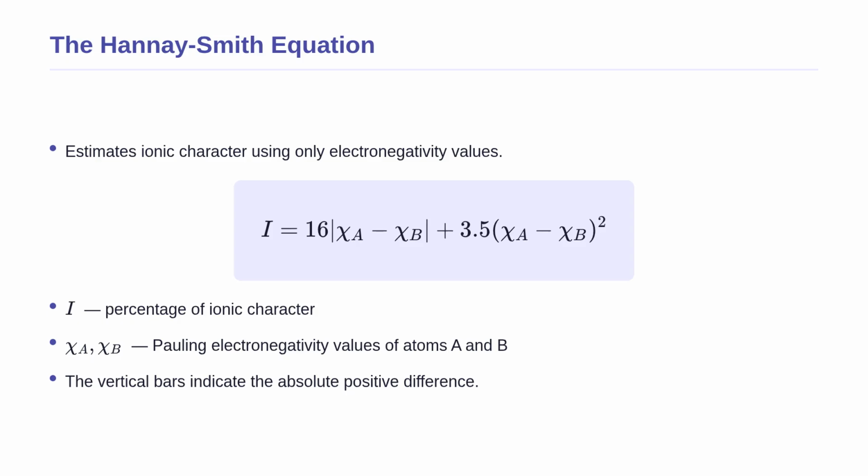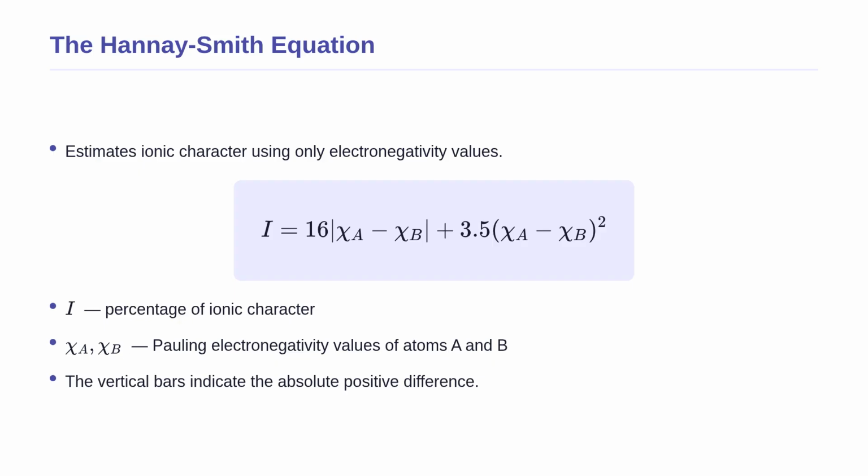This brings us to the Hannay-Smith equation. This empirical formula provides a highly practical way to estimate the ionic character using only the periodic table. In this equation, I again represents the percentage of ionic character. The symbols chi-A and chi-B represent the Pauling electronegativity values of the two bonded atoms. The vertical bars mean we take the absolute, positive difference between them.